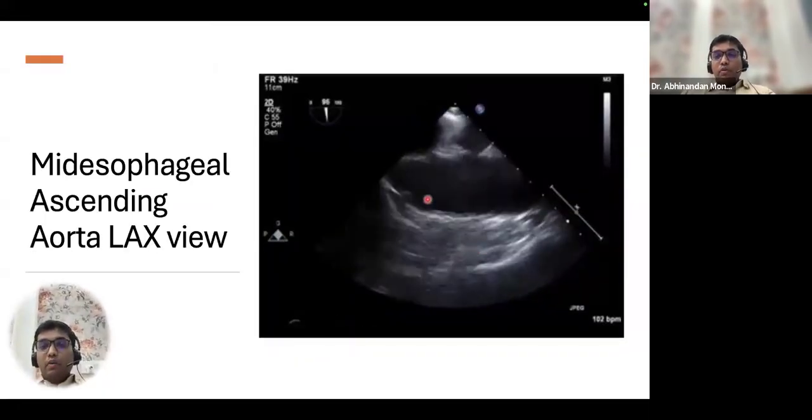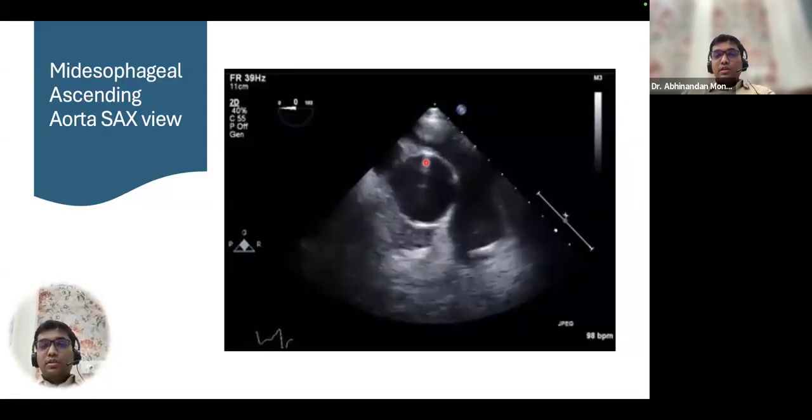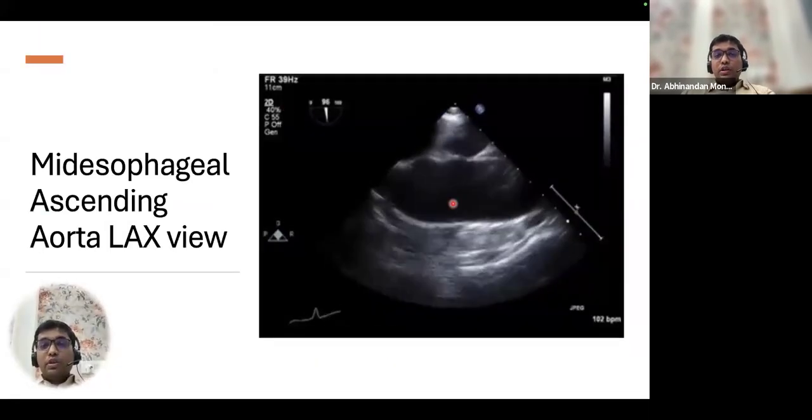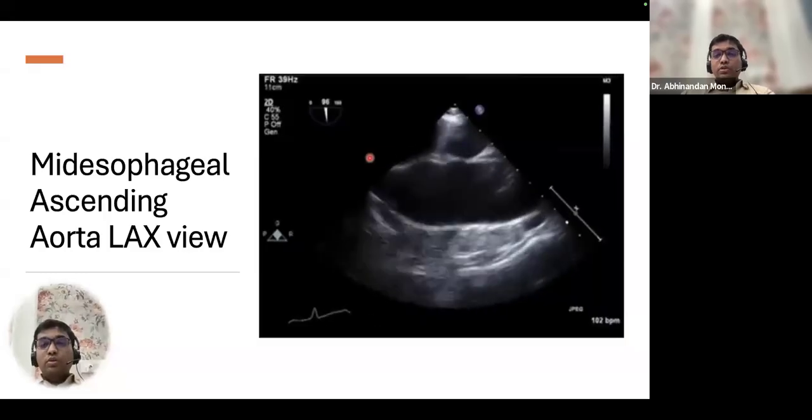Now, while focusing on this image, if we change the omniplane angle from 0 degrees to around 90 degrees, you will be able to see the long axis of your ascending aorta. So this is a mid-esophageal ascending aorta long axis view. And then you will be able to see a short axis of this vessel. What is this vessel? This is your RPA, that is right pulmonary artery. And what is this vessel? This is your SVC.